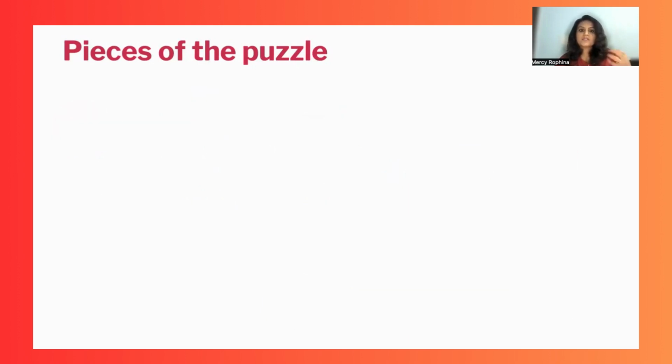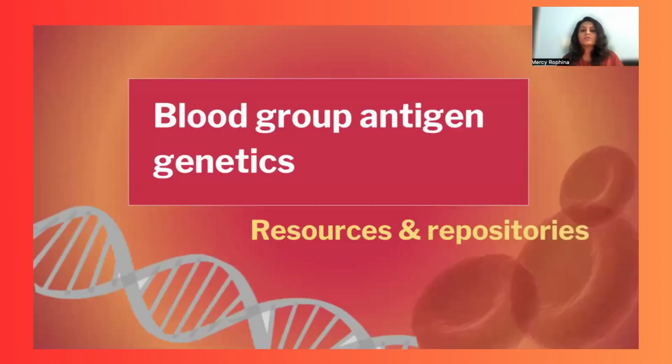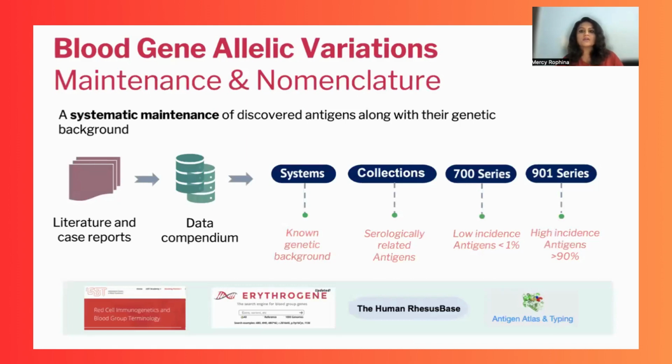Now that we have discussed this in greater detail, we also need to know the importance of resources and repositories which maintain this information so that they can be studied in greater detail. One of the pioneering bodies which systematically maintains the information of these genetic variations and their associated phenotypes is ISBT, the International Society of Blood Transfusion.